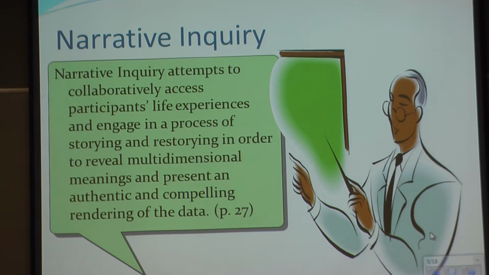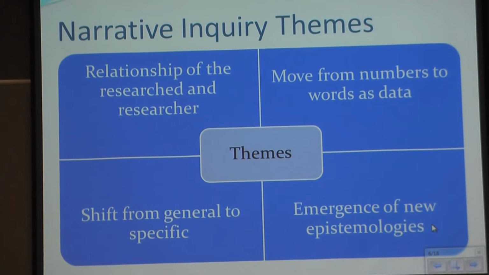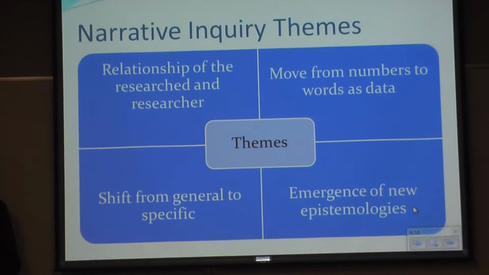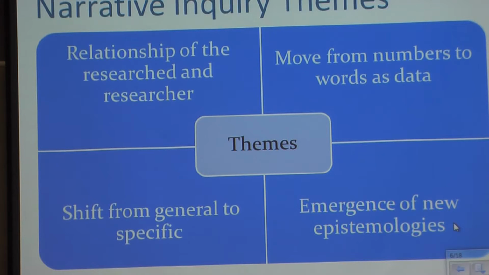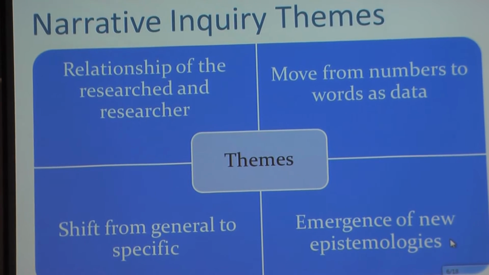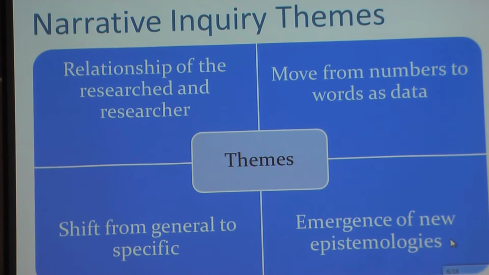Moving on, narrative inquiry themes. The relationship of the researched and the researcher. We've talked quite a bit about how our opinion, how our focus and viewpoint can affect not only what we see, but how we see it. The move from numbers to words as data. Emergence of new epistemologies, what is knowledge? And then the shift from general to specific. So if you're looking at depth in qualitative study versus the breadth, this is an opportunity to dig a little deeper in that information.